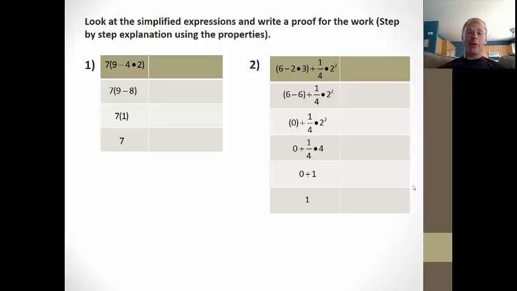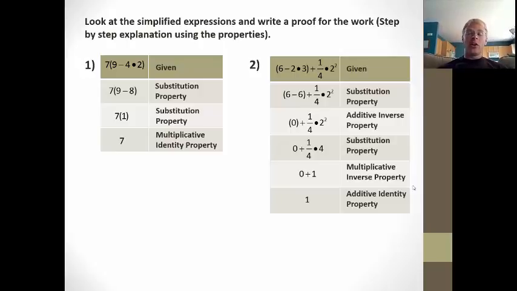Welcome back. Let's see how we did here. So we have the given, substitution property, and multiplicative identity. Those would have been our reasons why we could do those steps. In number 2, it's a little bit longer. We've got given, substitution property, additive inverse, substitution property, multiplicative inverse, and then additive identity property.